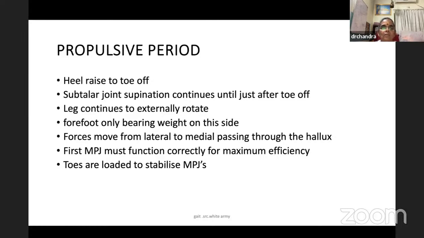And the subtalar joint supinates continuously until just after toe off. Till the toe is off the floor, there is supination taking place again at the mid-tarsal joint. And the leg continues to externally rotate. And only the forefoot is bearing weight on this side. And forces move from lateral to medial, passing through the hallux. And the first metatarsophalangeal joint must function correctly for maximum efficiency of this propulsive period. And the toes are loaded to stabilize the metatarsophalangeal joints.